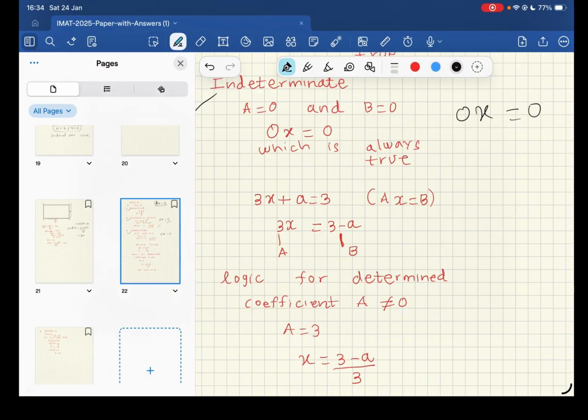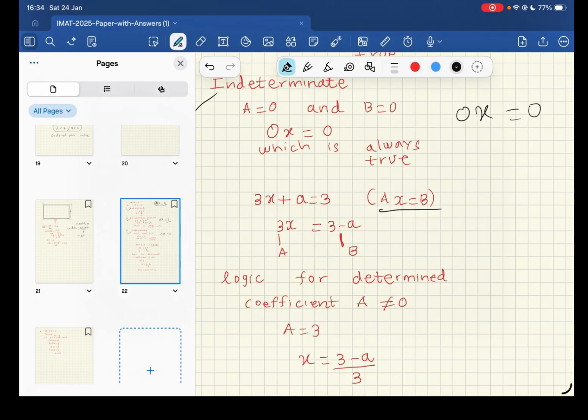So now let's analyze this equation. The equation is given as 3x plus a is equal to 3. First let me write it in the conventional linear form, ax is equal to b. So I write 3x equals 3 minus a. You have to identify that 3 is our a, and 3 minus a is b.